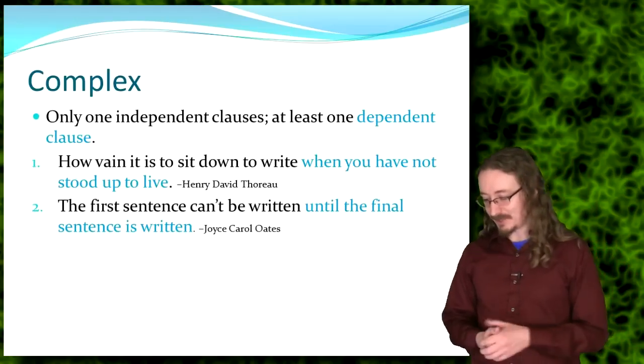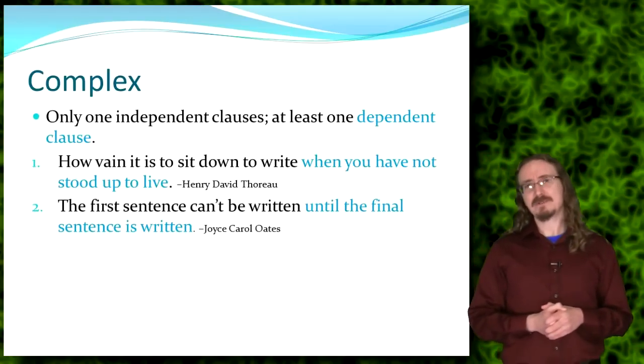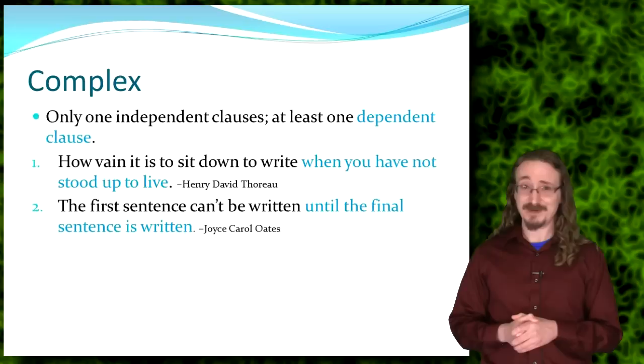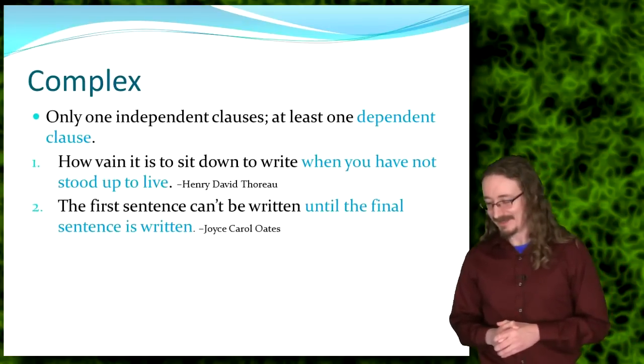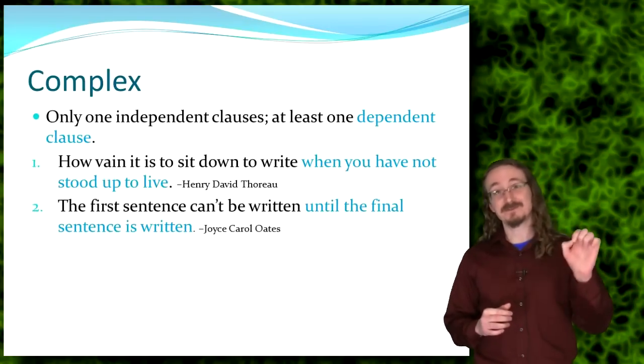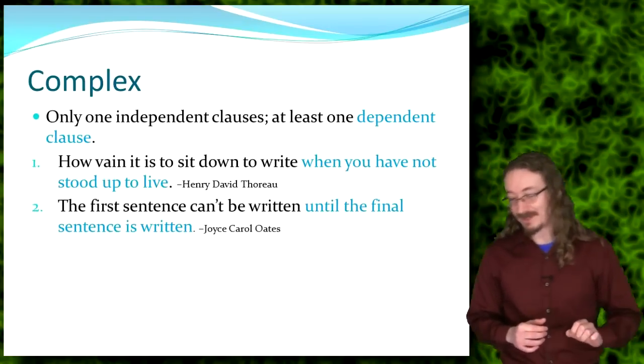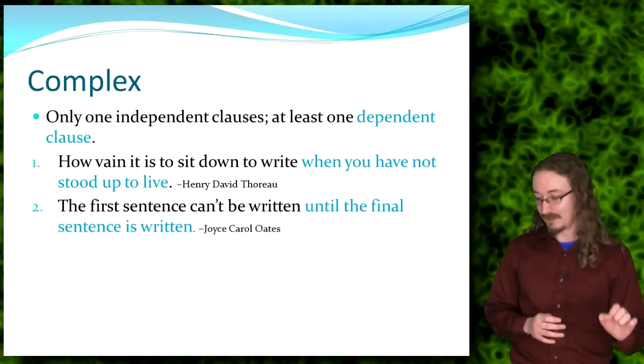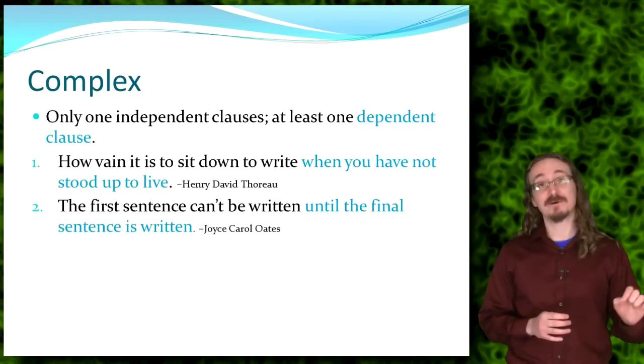Second example, Joyce Carol Oates. The first sentence can't be written until the final sentence is written. Interesting thought there. But you see, until the final sentence is written, that's another clause because it has a subject, the final sentence, and the verb is.